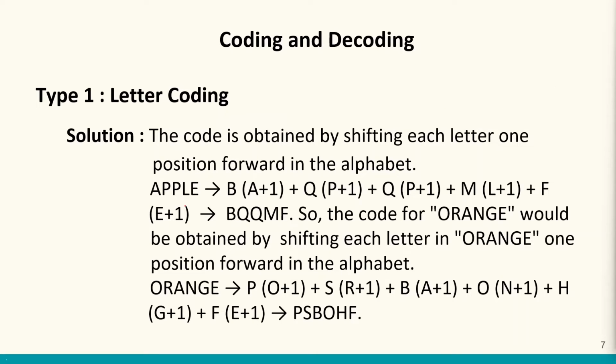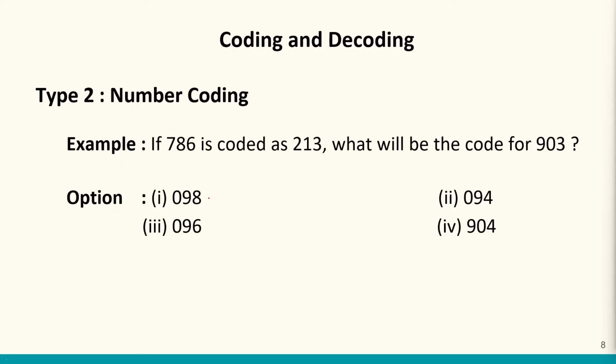Here is the solution. Then we have number coding. In number coding, these numbers are coded as these numbers. So 786 is coded as 213. Now I can see these numbers are very small compared to these numbers, so maybe something is being subtracted. If we subtract 5 from 7, we'll get 2. If I subtract 7 from 8, I'll get 1. And if I subtract 3 from 6, I'll get 3.